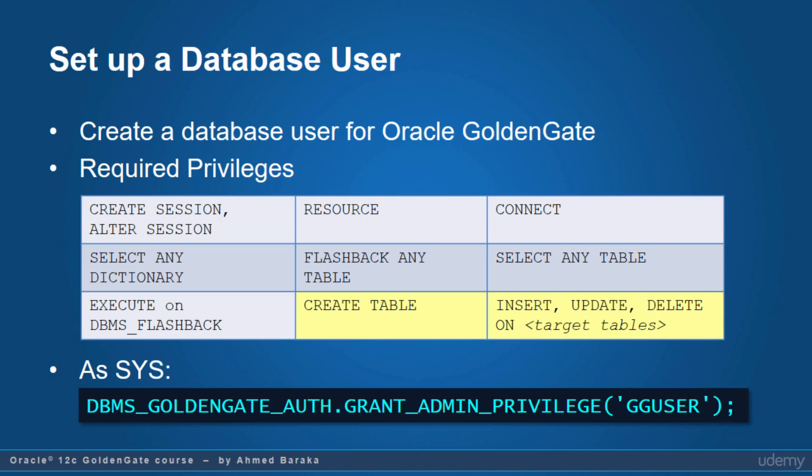In addition to those privileges, you must run the procedure as shown in the slide as sysdba. This procedure grants the privileges needed by a user to be a Golden Gate administrator. Refer to the documentation to have a look at the privileges granted by this procedure.